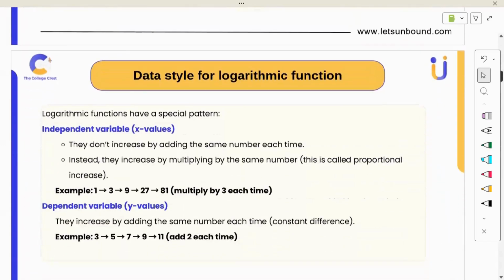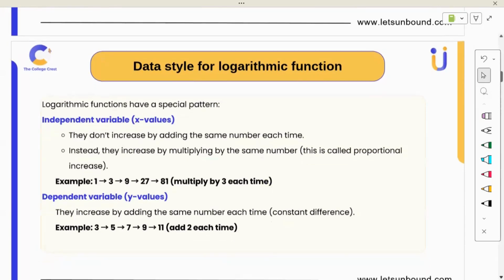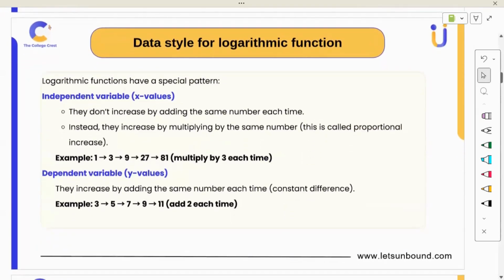And now, what would the data look like for a logarithmic function? Logarithmic functions have special patterns. Their independent variables, generally x values, will not increase by adding the same number each time, not like 1, 2, 3, or 5, 10, 15. They will increase by multiplying by the same number, like a geometric sequence: starts from 1, then 3, then 3 times 3, 9, 9 times 3, 27, like that. Multiply by 3 each time. This is how the independent variables will be.